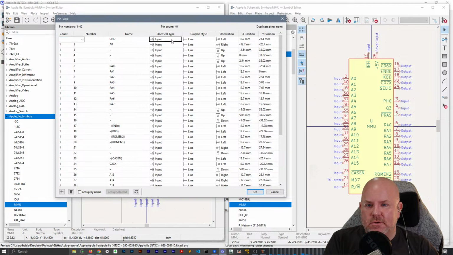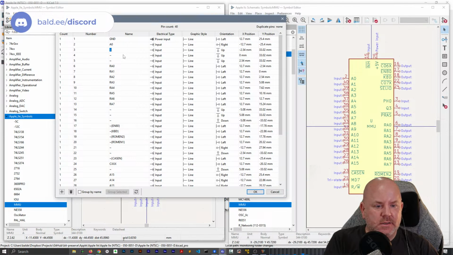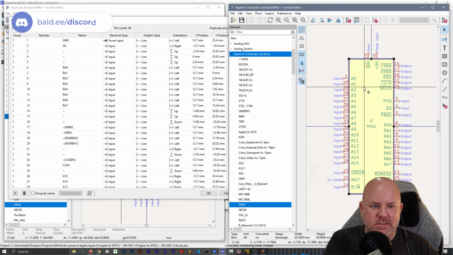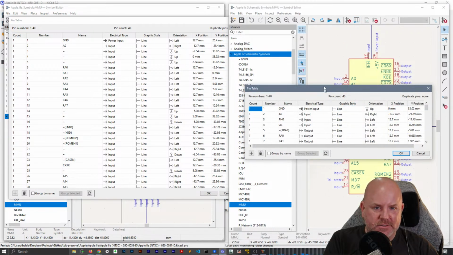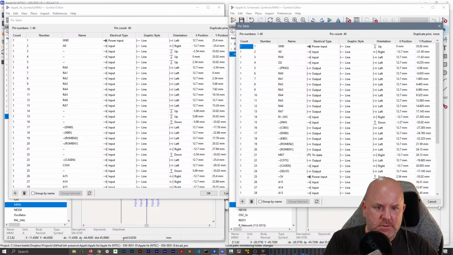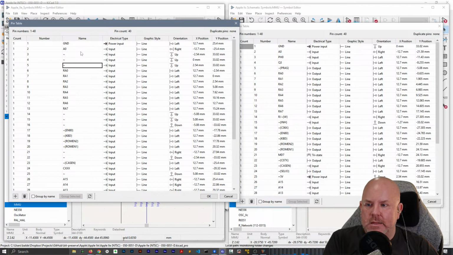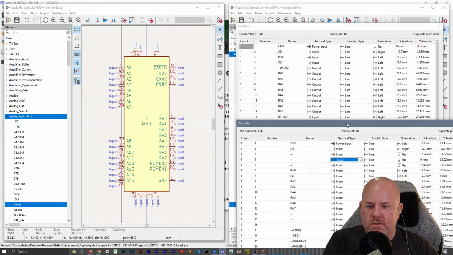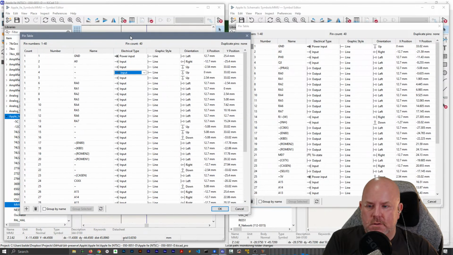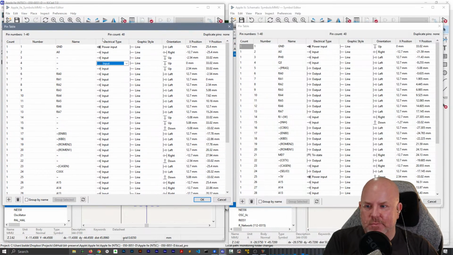Okay, so ground is easy. That's a power input. Address, I don't know what 3, 4, and 5 were. What would probably be easier is if I open up this table and then I could literally just copy and paste. So 3 was the clock. So power input, input, input, input. I guess in the 2E schematic, they must not have labeled those. Okay, so this is going to be output.